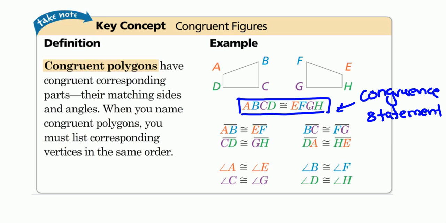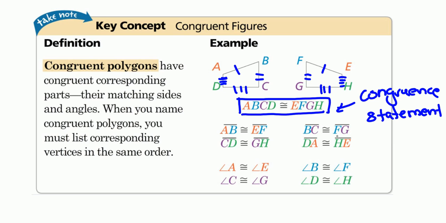Okay, and then you could say all the sides that are congruent to another. So AB would be congruent to EF. BC would be congruent to FG. CD would be congruent to GH. And AD would be congruent to, or DA would be congruent to HE.